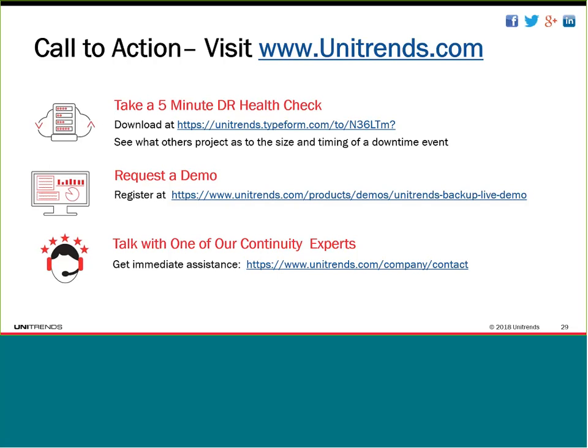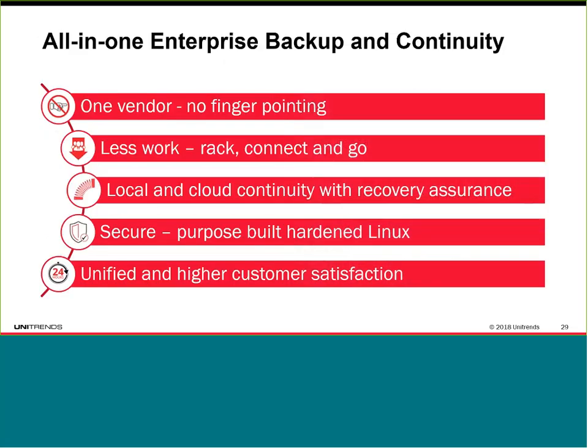And really in conclusion, the Unitrends offering gives you simplicity. All through one vendor, there's no possibility for finger pointing. We are that one throat to choke when it comes to managing your overall backup and continuity, giving you less work ultimately when it comes to managing that solution. Automated testing with recovery assurance, giving you that confidence for both local and cloud continuity, all in a purpose-built, hardened Linux environment, giving you that added security against ransomware with 100% US-based support, giving you that higher level of customer satisfaction.